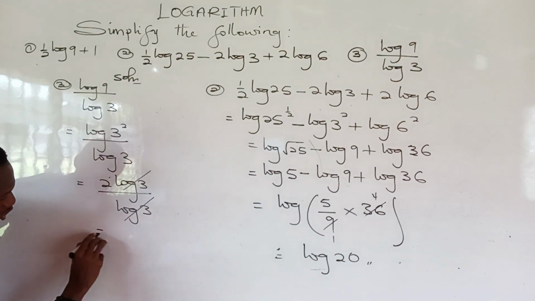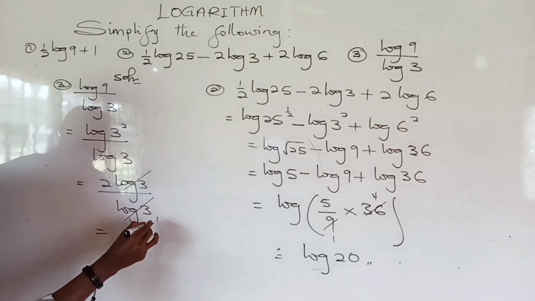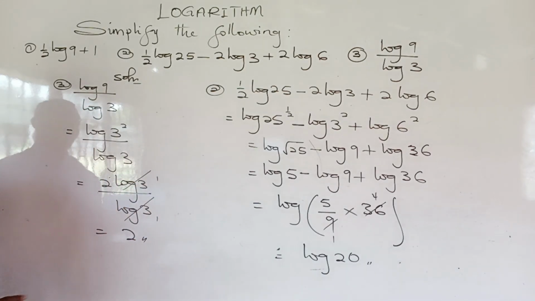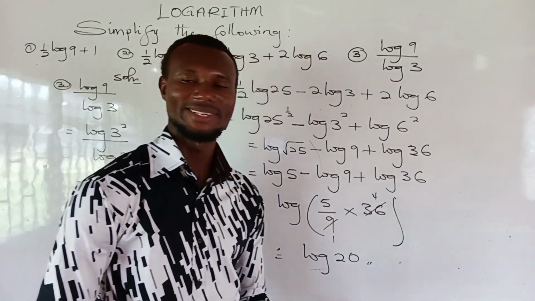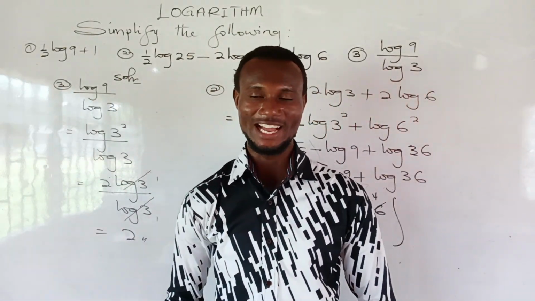Okay, so now this log 3 and this log 3 cancel away. Then I have 2 over 1, which is 2, because this one cancels away, 1 over 1. So I have 2 over 1, which is 2. So my final answer is 2. I hope the explanation was clear enough and you understood it as well.